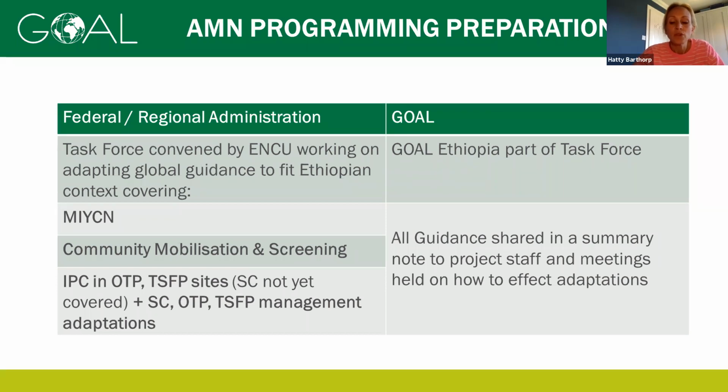So the document covers MIYCN, maternal, infant and young child nutrition, community mobilization and screening, IPC in OTP and TSFP. There's no guidance for SC at the moment, and the management adaptations at all 3 service points.